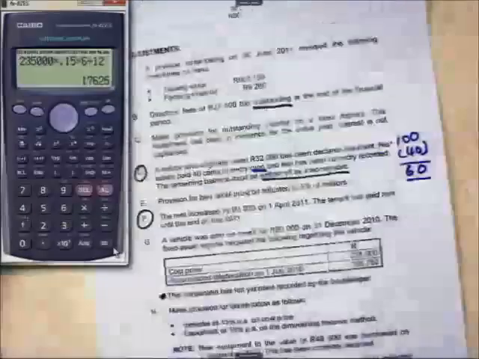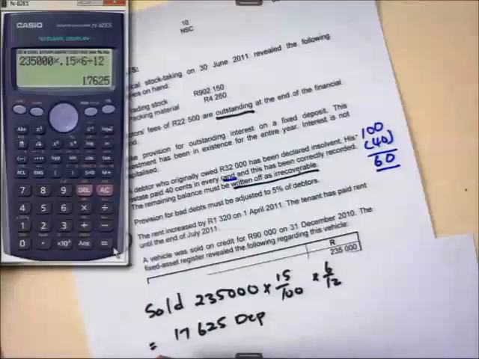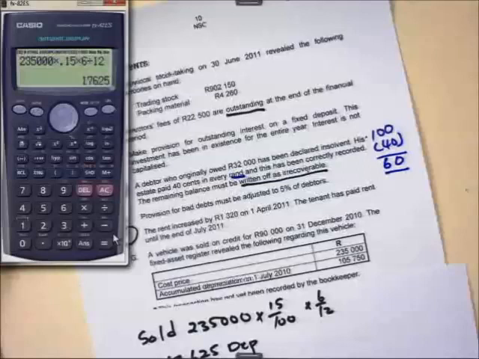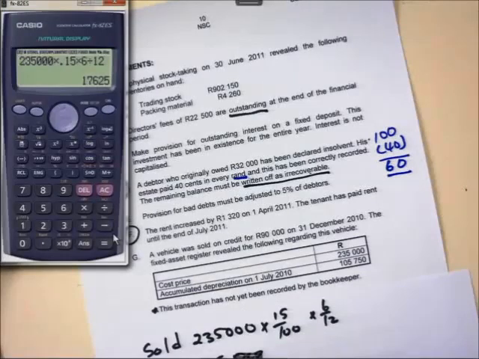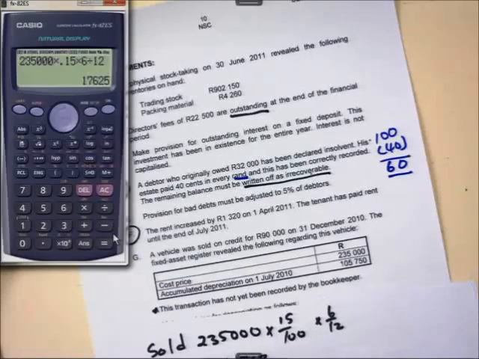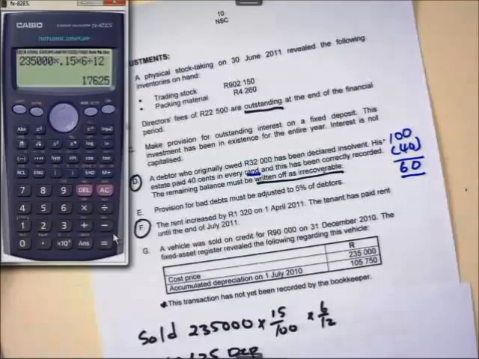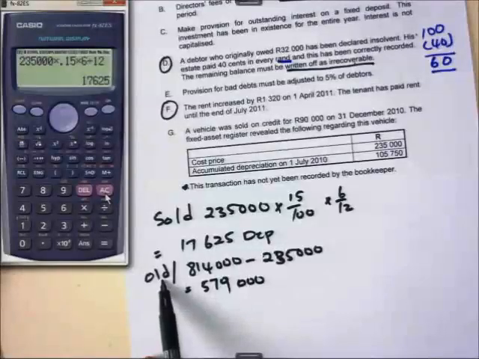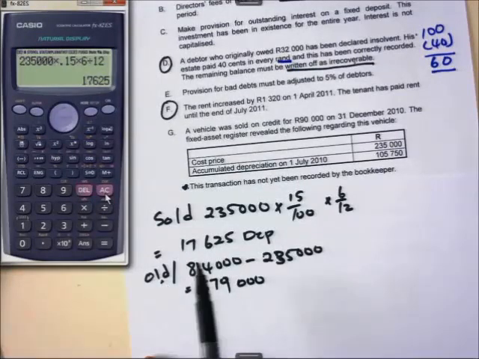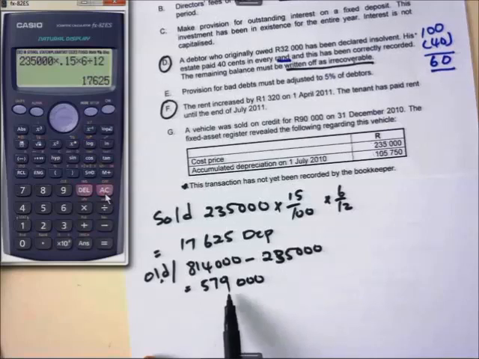So we'll calculate. Now we want the old ones, or the unsold ones. The ones that were not sold: we had 814,000 minus 235. We subtract 235 because it was not recorded. So 814 minus 235 will give us 579,000. Remember, now we are looking for the old ones, the ones that were not sold, because the 235 was sold but not recorded. So 814 represents the beginning. We started with 814, we sold 235, and we are now left with the remaining assets.